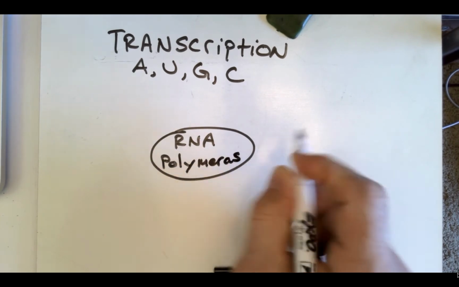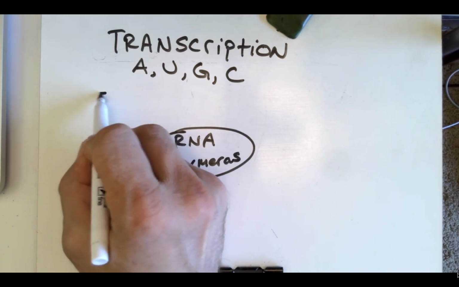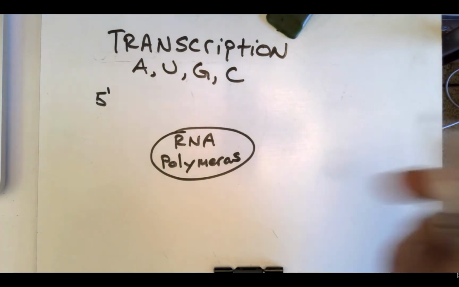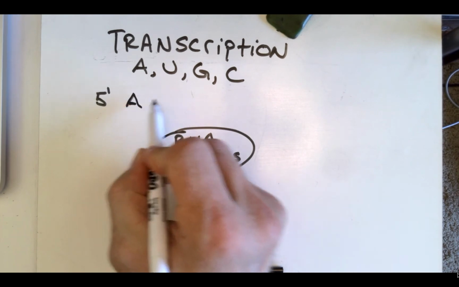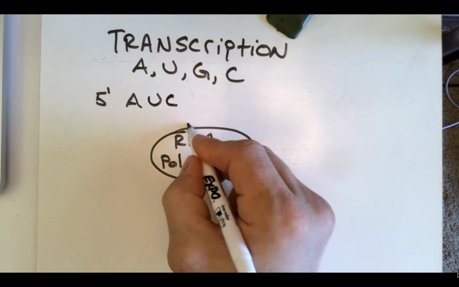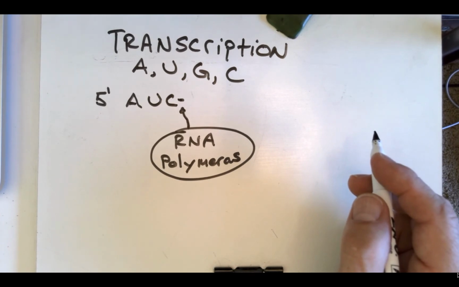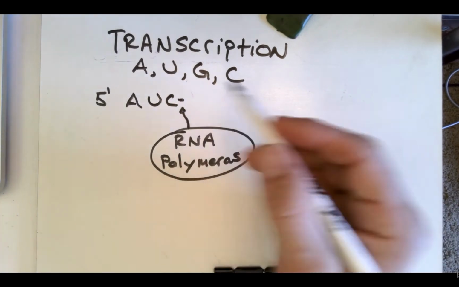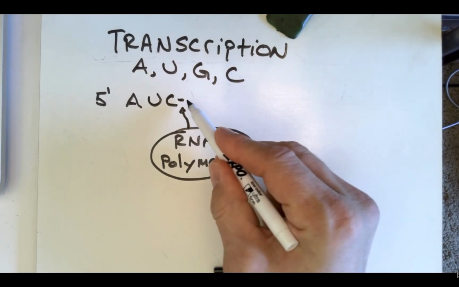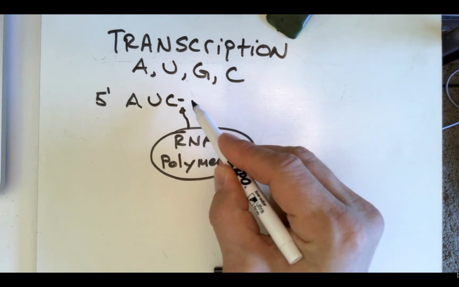So let's say we have the beginning of an RNA molecule. We're at 5 prime here. Remember, you call the ends of nucleic acids the 5 prime end and the 3 prime end. And maybe we have A, U, C, and now that RNA polymerase wants to add another one. What is it going to be? Is it going to be a C? Is it going to be an A? How does that RNA polymerase know what the next nucleotide is going to be?